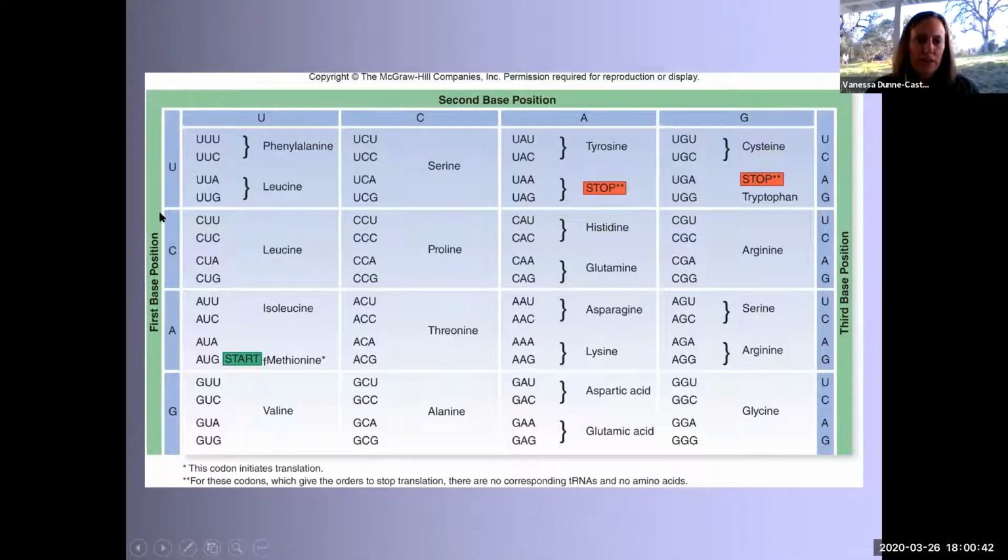And to read this chart, the first base position is indicated on the left-hand panel. The second base position is on the top panel, and then the third base position within each of these different rows is indicated here. So for example, the start codon for every translational event is AUG. You can find that by thinking AUG, the first base position is an A, the second base position is a U, so we're looking right here in this box, and then the third base position is the G, so we're finding it right here, AUG. This codon always initiates a translational event.